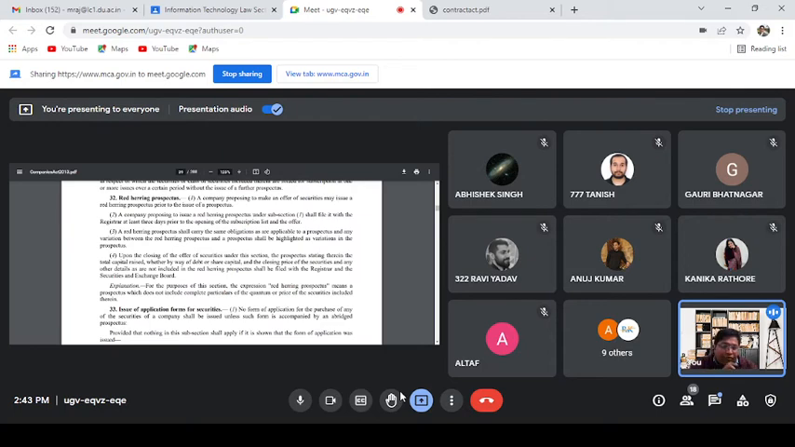It's not that even one day before the person files the red herring prospectus at the office of the registrar. Okay. Now read section 32 subsection 3. Section 32, subsection 3. A red herring prospectus shall carry the same obligations as are applicable to a prospectus, and any variation between the red herring prospectus and a prospectus shall be highlighted as variations in the prospectus.